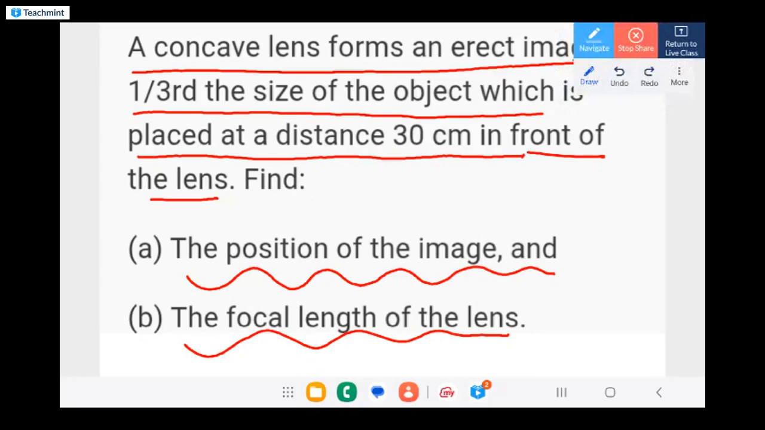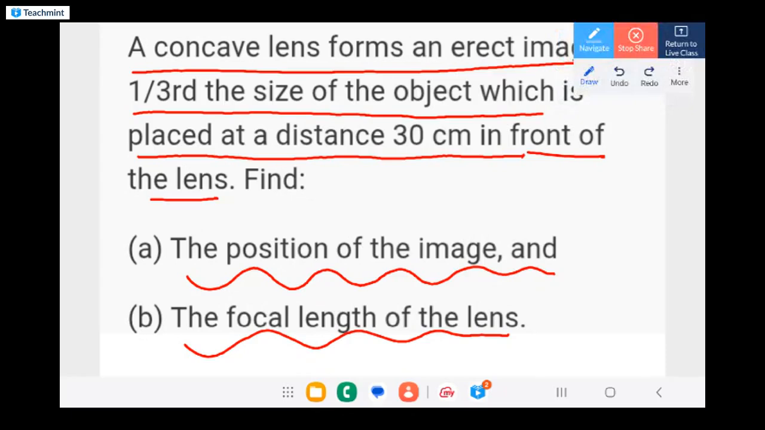What information do we have? The object distance. Okay. How much is it? Negative 30. Yes, it's going to be negative 30 centimeter. Okay. Now F is not known to us, V is not known to us.